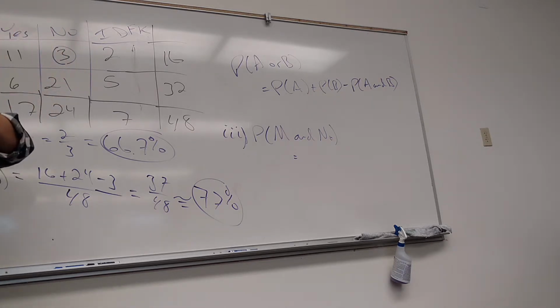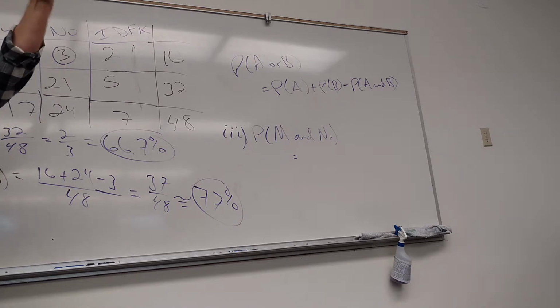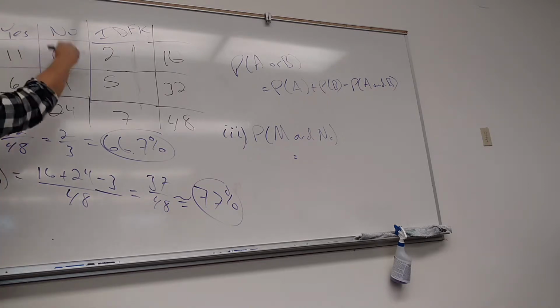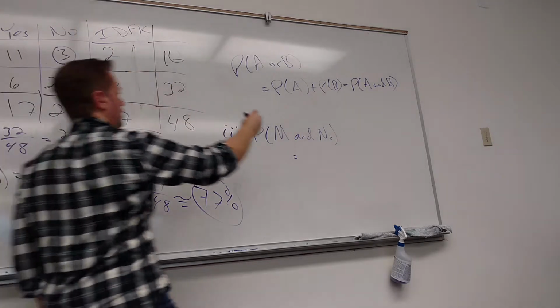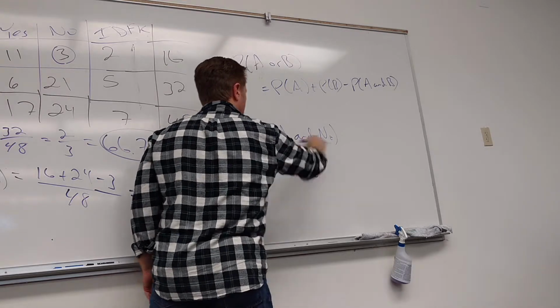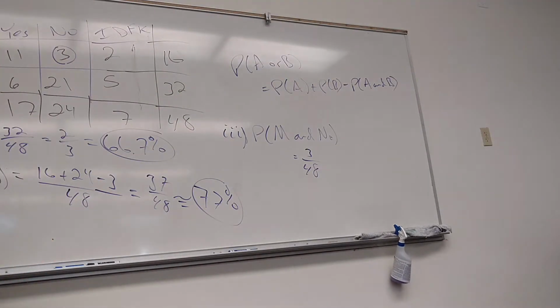At most, it'll be the same, but normally it'll be smaller because there will be fewer and fewer things that are both. You're going to be a man, and you have to have said no. Only 3 men said no, out of what? 40. Beautiful, because who could it be? Anybody still, right?